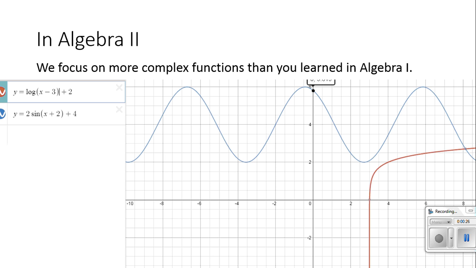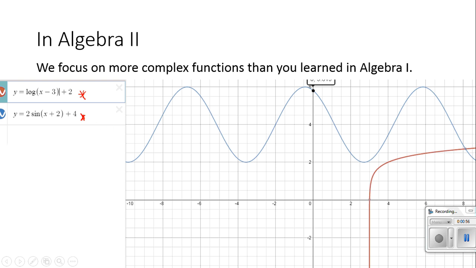So if you look at the first graph, it's the blue graph, and that is this one right here. Okay, that's a sine wave. That's a little bit more complex of a function than what you learned in Algebra 1. And another function that we're going to focus on later on in the year is the red function here, and that's called a log, or a logarithmic function.